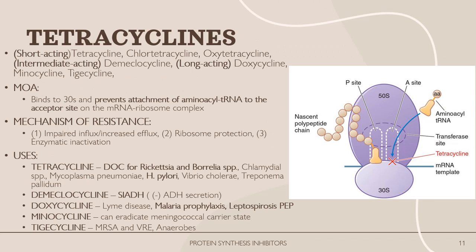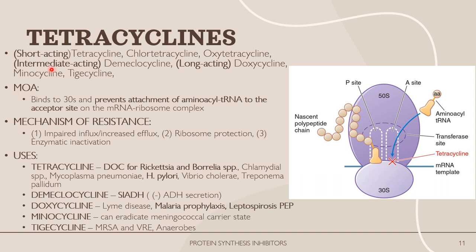Now let us discuss your tetracyclines. If you can still recall, tetracyclines and aminoglycosides act on the 30S ribosomal subunit. So your tetracyclines can be classified based on the duration of action. We have your short-acting, intermediate, and long-acting tetracyclines.